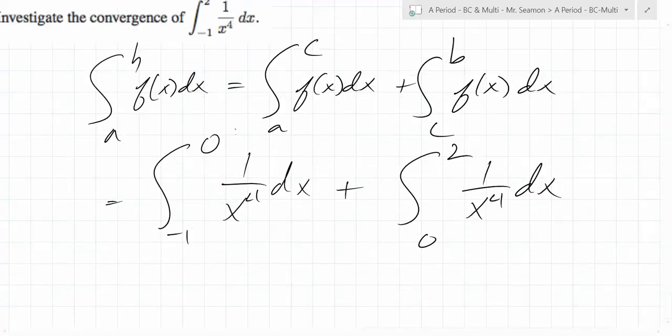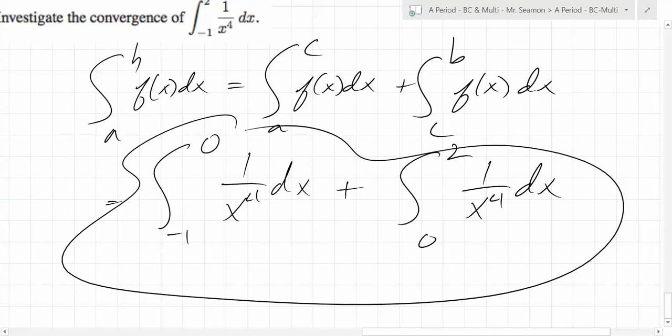How many improper integrals do we now have? We have 2 improper integrals. We can compute both. If one of them diverges and the other one doesn't, the whole thing diverges. But if both of them do converge, you can add them together and you have an answer. So keep in mind you can split these apart.